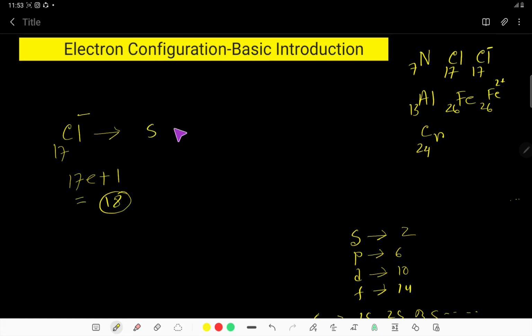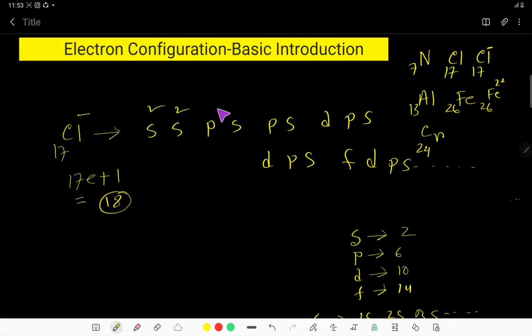So you have to write like this: s, then ps, then dps, then fdps, and this will continue. You can take any number of fdps according to your need. So let us distribute these 18 electrons. 2, 4, 10, 12, 12 plus 6, 18. So you don't need this sublevel, right?